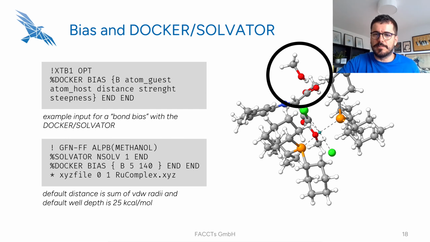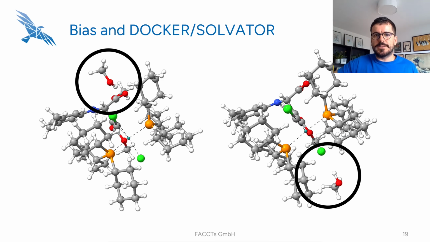It's all written in the manual, it's very easy to get. And if you add a bias on the carbonyl, then you get the methanol bound to the carbonyl, if you use the Solvator, which also uses the Docker in the background. And if you want to bind to the chloride atom, you can also add a bias. This is one structure, but all of them are arranged around the chloride or the carbonyl, because that's the idea.